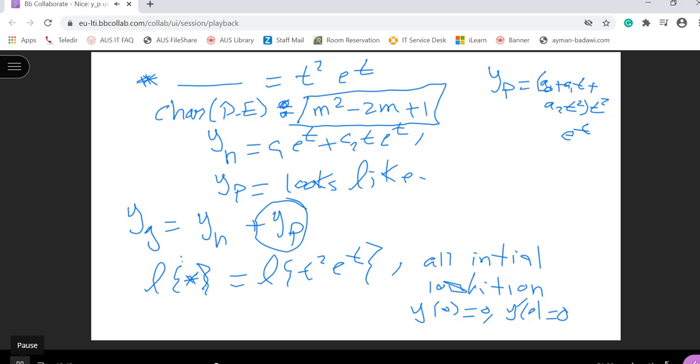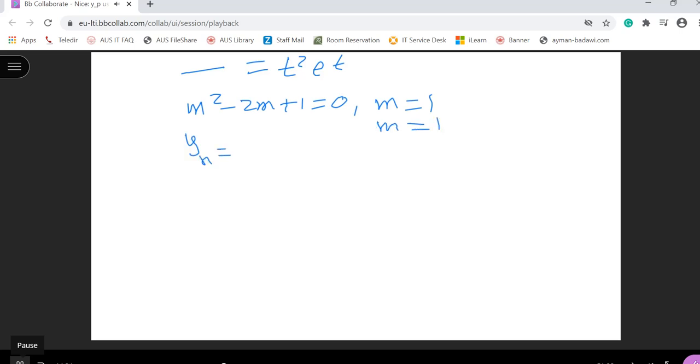Why am I doing all zeros again? To make the calculation easier. All right. You're always going to end up, when you do the Laplace, not just in this question, with this. Let me repeat that here. Here I have the differential equation equal to t squared e to the t. And here I have the equation I'm looking at, m squared minus 2m plus 1 equals 0. And we come up with m equal 1, repeated twice. And remember that y homogeneous is c1 e to the t plus c2 t e to the t.